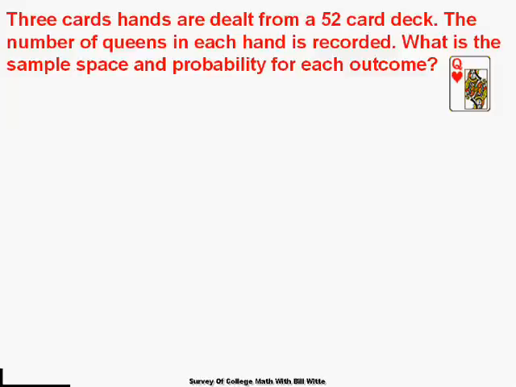Bring it on, baby. Okay, 3 card hands are dealt from a 52 card deck. Now these are hands, so that means order doesn't count. The number of queens in each hand is recorded. So what is the sample space, first of all, and what is the probability of each outcome? Let me demonstrate that to you.